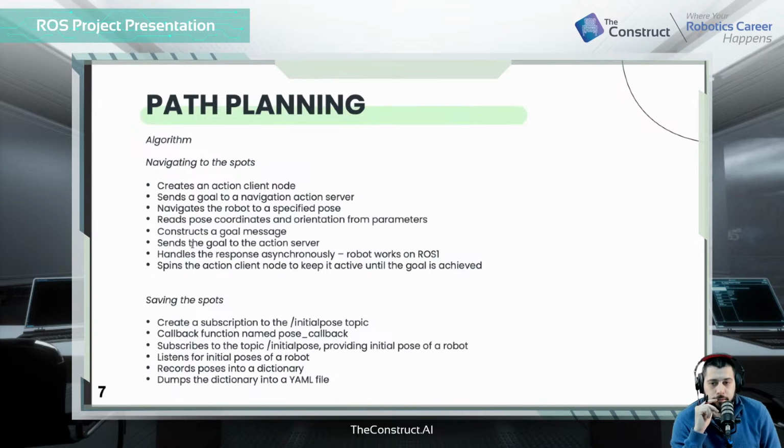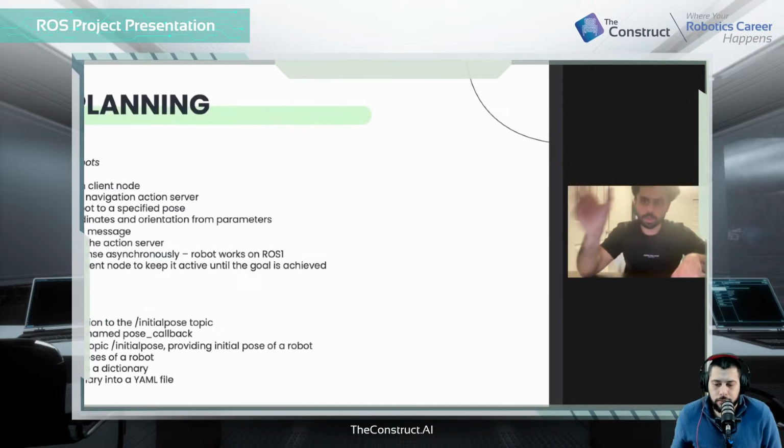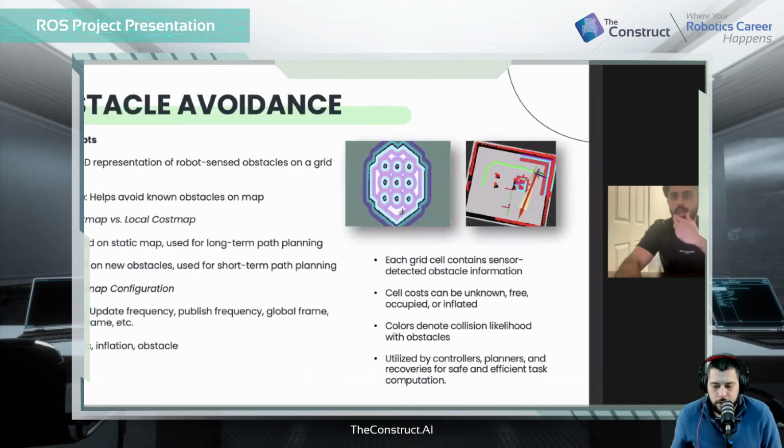And so how I save the spots is basically I use the topic initial pose. I create a callback function called pose position callback, and I subscribe to the topic, providing the initial position of the robot via ROS. It listens for the initial pose, and once it's published, it records it into a dictionary. Now I have in my code a list which it iterates through, and so it's able to save. So for example, if I save when I give it the first position, it will save as corner one, second position as corner two. Only the third position I named as pedestrian, then corner four, and then corner five.